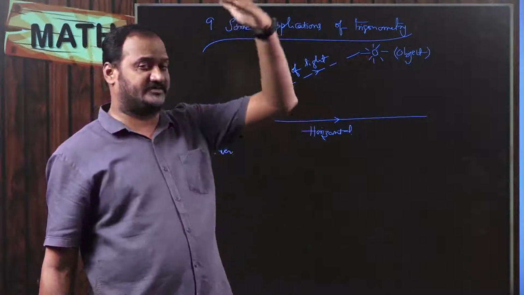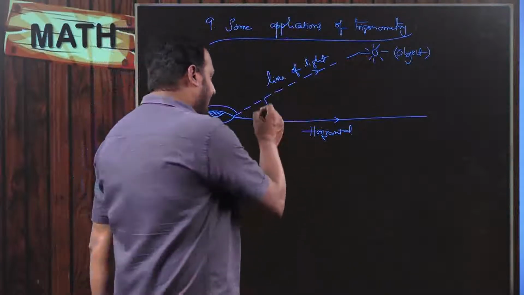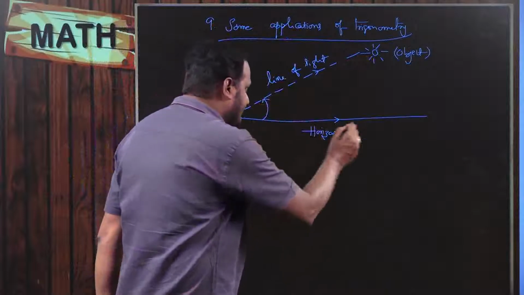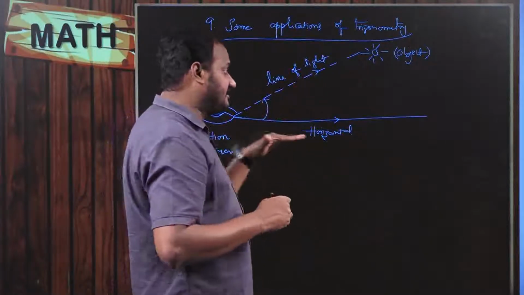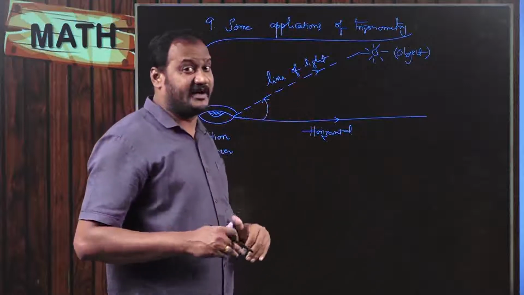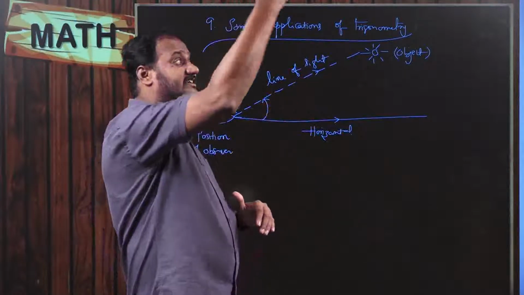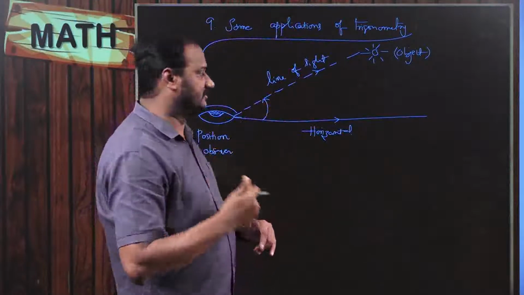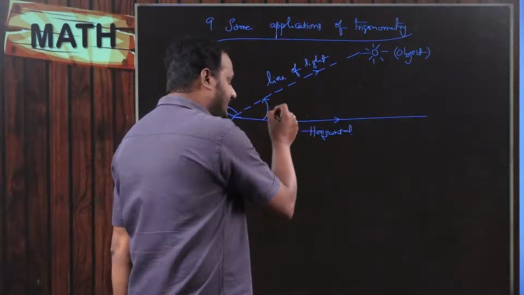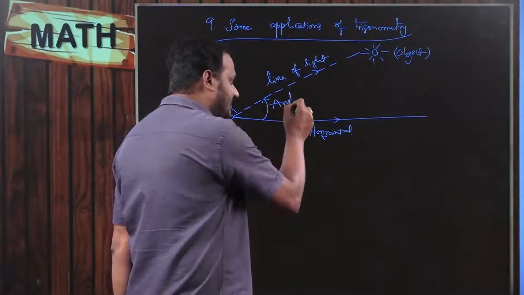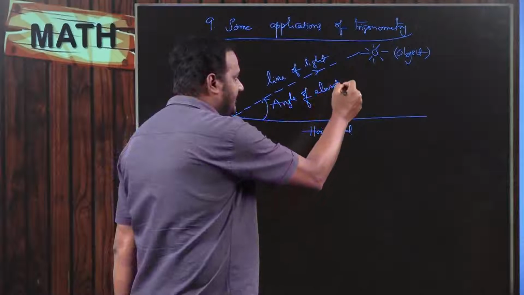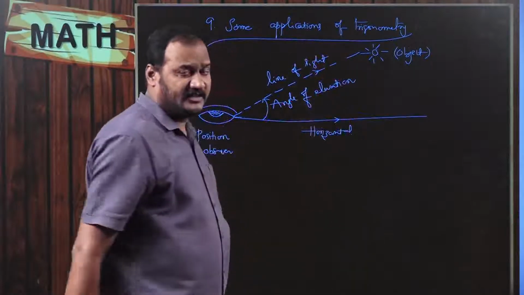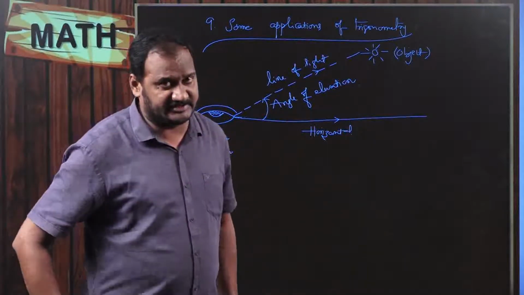See here, when I am observing this object which is at a higher level than the position of the observer, then the angle formed between the horizontal and the line of sight, when the position of the object is at a higher level than the position of the observer, then the angle so obtained is said to be the angle of elevation. What do you call that? Angle of elevation.